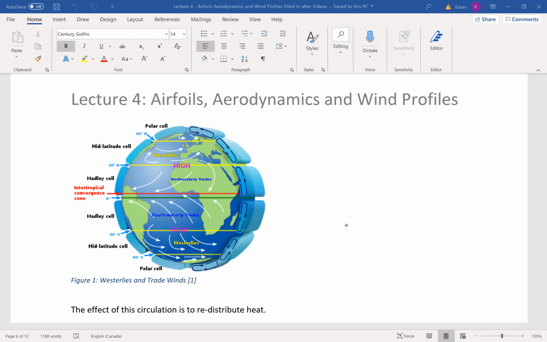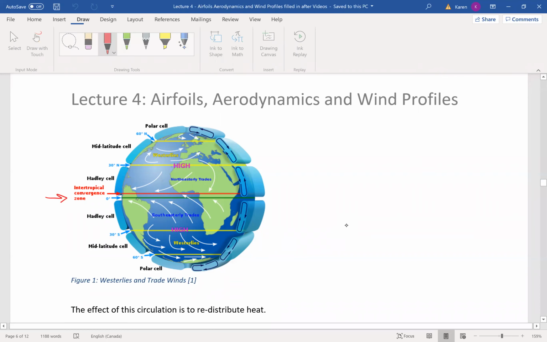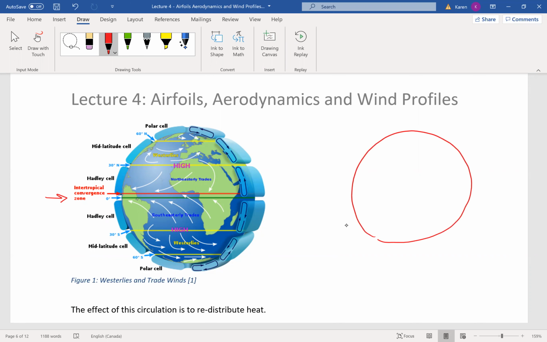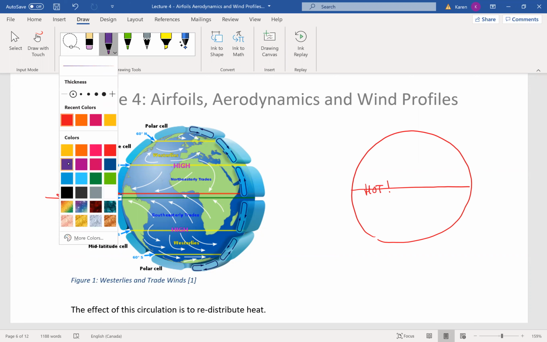Let's look at this picture of the Earth. And what we need to remember is that wind is created because of distributing heat. So uneven heating of the Earth is what creates the wind. At the equator, I'm going to sort of redraw this so we can go through it together. At the equator, it's hotter, right? This is the equator. It's hot here. It's hot at the equator, so the heat rises at the equator.